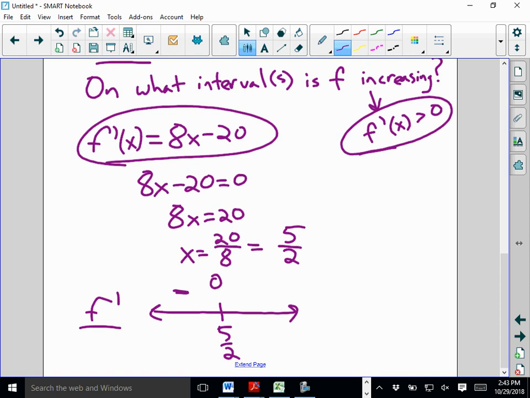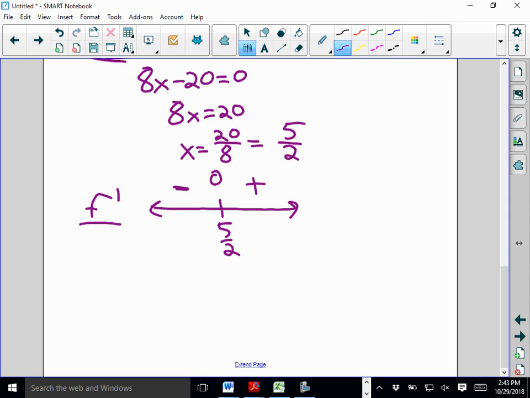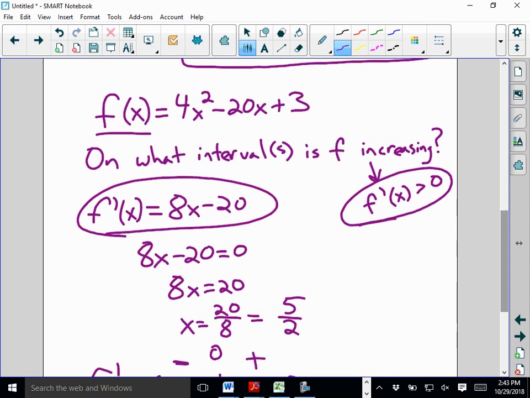Okay? The other thing that I'm going to ask, I'm going to add this on: on what intervals is f increasing. I'm going to add the word justify to the end of this.